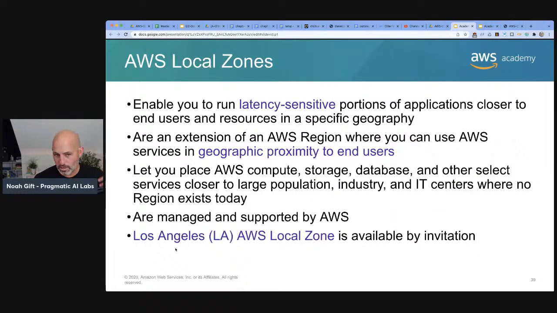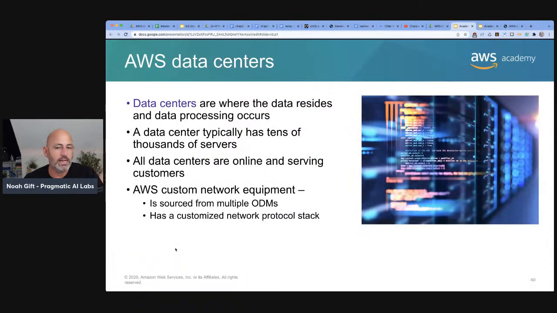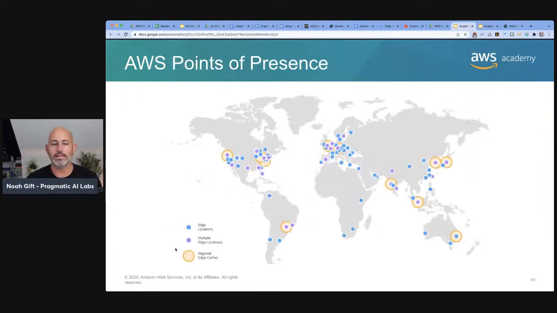AWS local zones enable you to run latency-sensitive portions of the application close to the users. And this is a good way to handle things in terms of an AWS region. AWS data centers, this is where the data actually physically resides. And a typical data center has, let's say, 20,000 to 50,000 servers. Here they're telling me tens of thousands of servers, but all data centers are online and serving customers. And the AWS custom network equipment as well is designed for AWS.